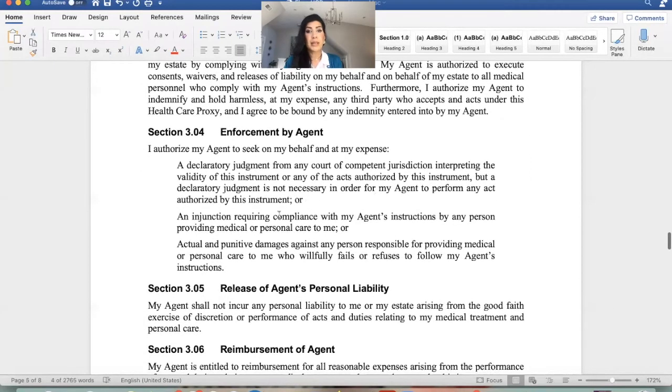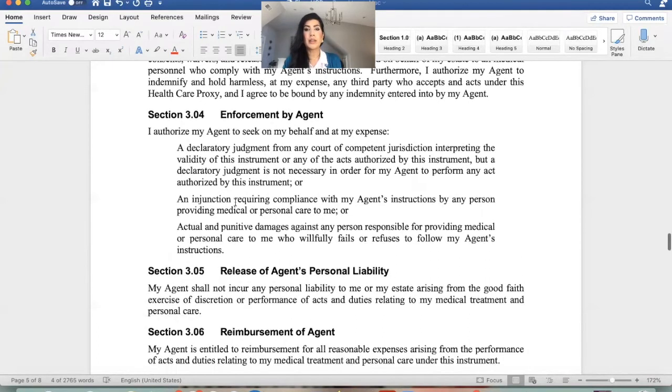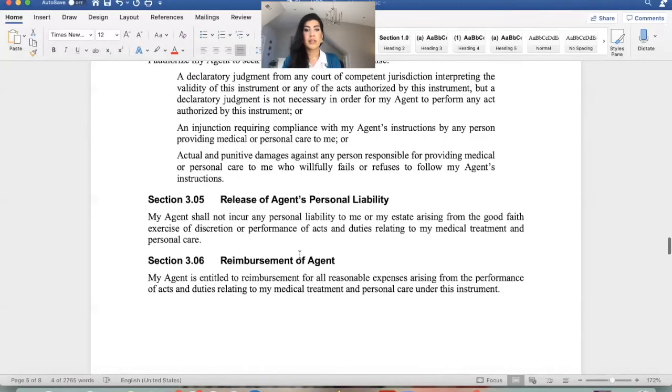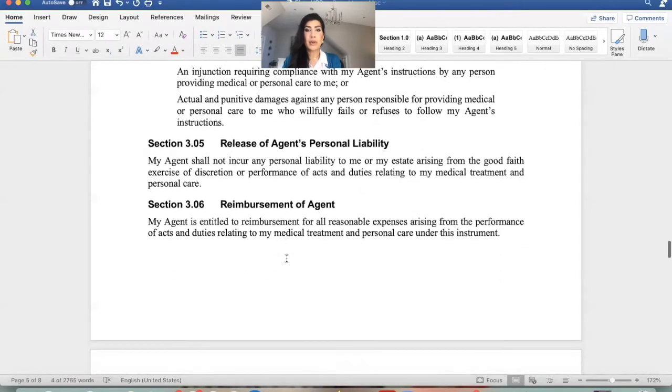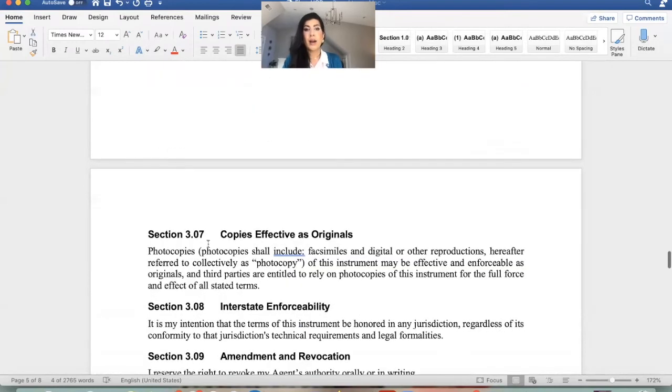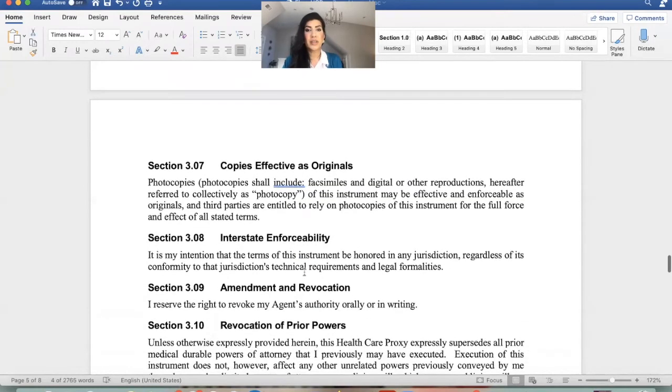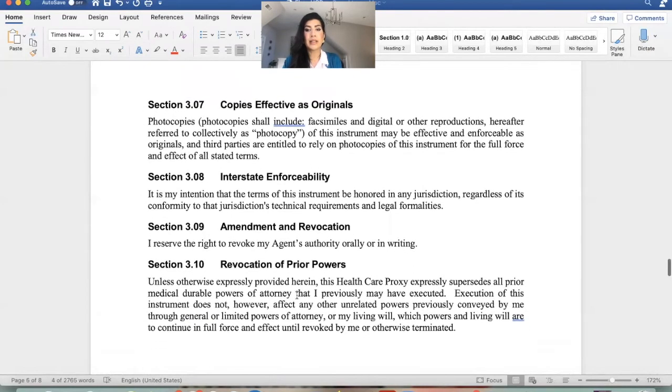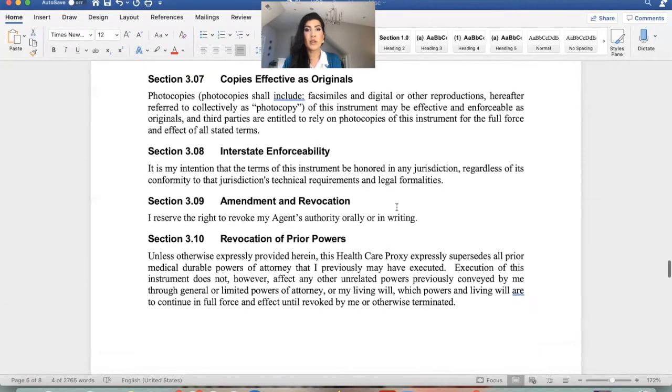And God forbid, if something bad happens to you, your agent is allowed to sue on your behalf. They are allowed to go to court and get a judgment. They're allowed to ask for damages. You're releasing your agent from any personal liability. If your agent pays for anything out of their own pocket, you are saying that they're allowed to get reimbursed for that. Copies are just as effective as originals. If you travel or you move to a different state, this is making it clear that this instrument, this healthcare proxy, is to be honored in any jurisdiction.